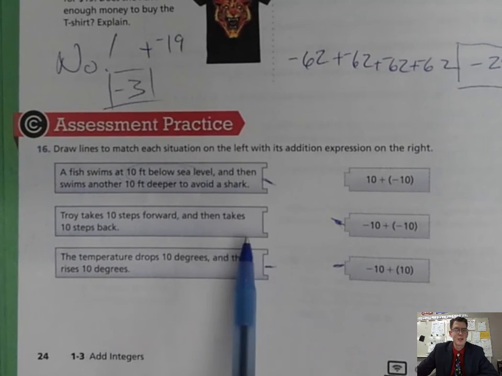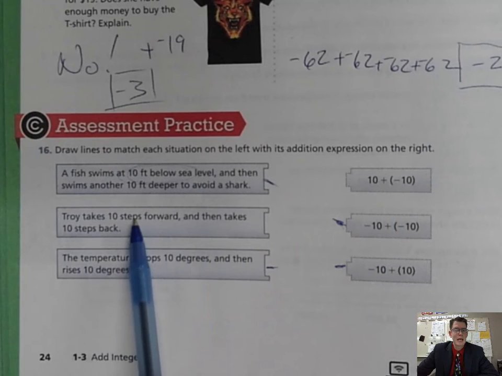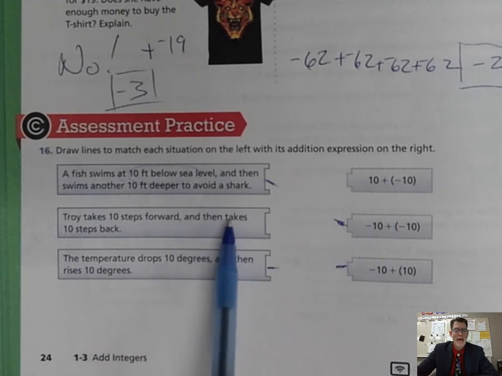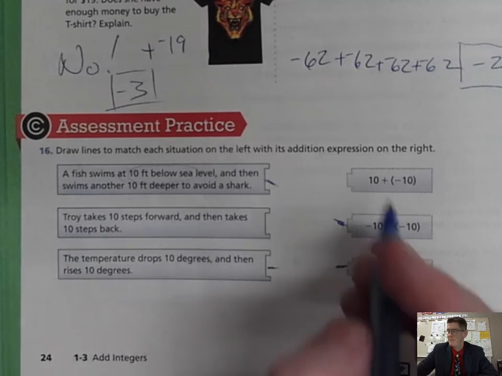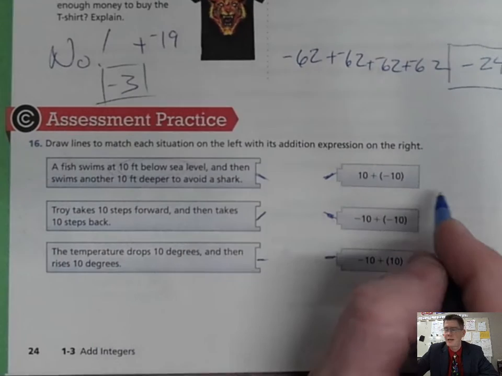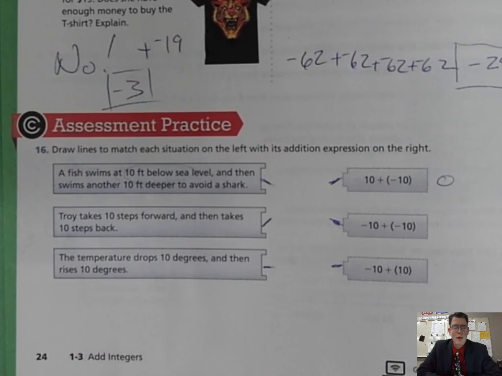And I'm just doing this to make sure to see if the last ones go together well. He takes 10 steps forward, a +10. Okay, good. This is looking good. And then takes 10 steps back. There we go. Well, that put him right back where he was, and 10 plus -10 is 0. So yes, we got them all right. We matched them all up together.